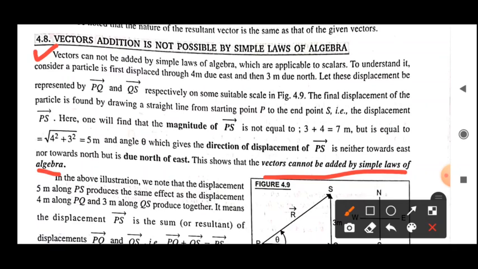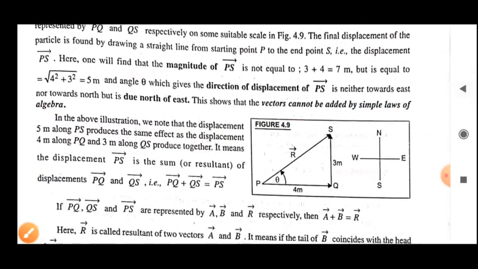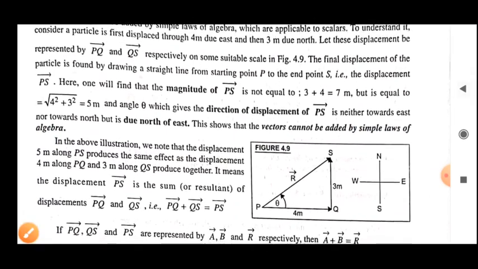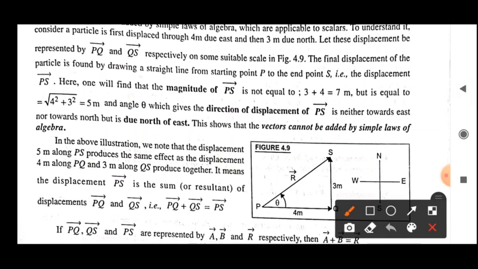Suppose a particle is first displaced 4 meters due east, then 3 meters due north. Let these displacements be represented by PQ and QS. In this figure you can see the particle first goes due east from P to Q, a distance of 4 meters, then from Q to S it goes 3 meters. That is the north distance.